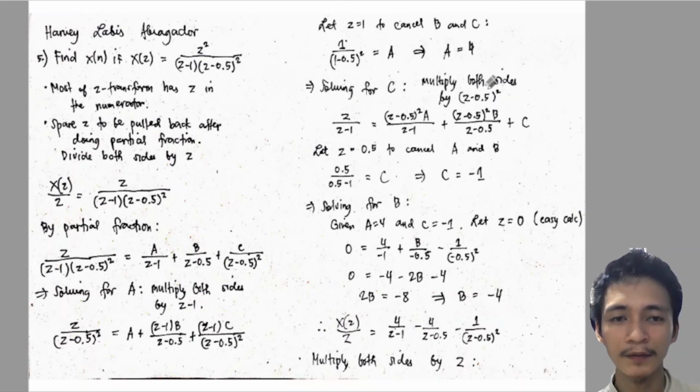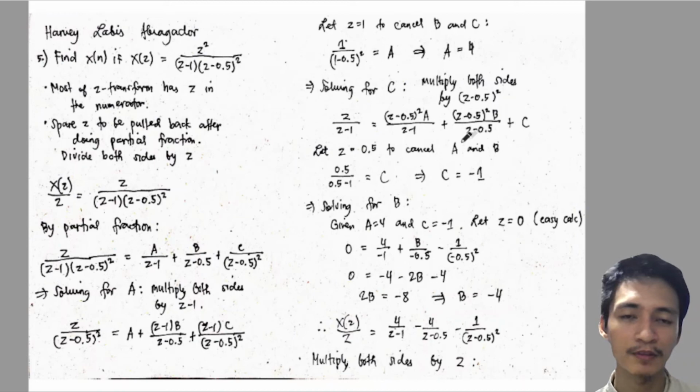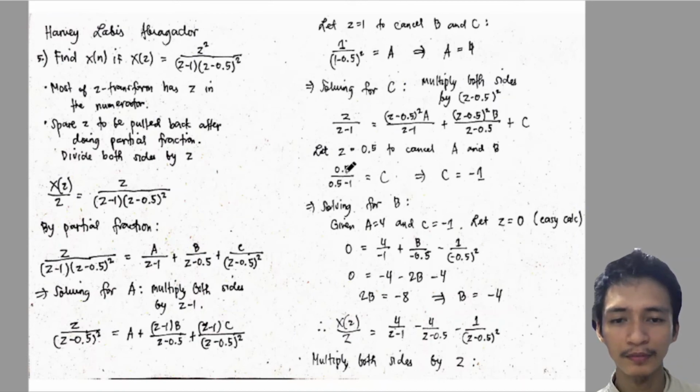Solving for C, multiply both sides by (z minus 0.5) squared. If we do that, we have z over z minus 1 equals (z minus 0.5) squared times A over z minus 1 plus (z minus 0.5) squared times B over z minus 0.5 plus C. So to cancel A and B, we'll let z equal 0.5. Therefore, we have 0.5 over (0.5 minus 1) equals C, which means C equals negative 1.